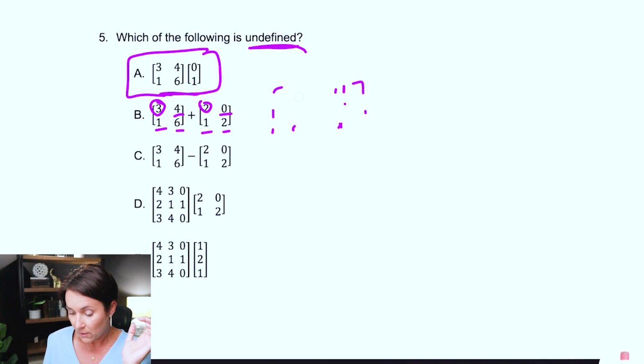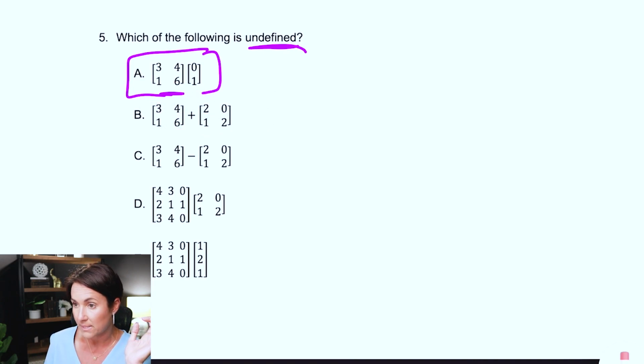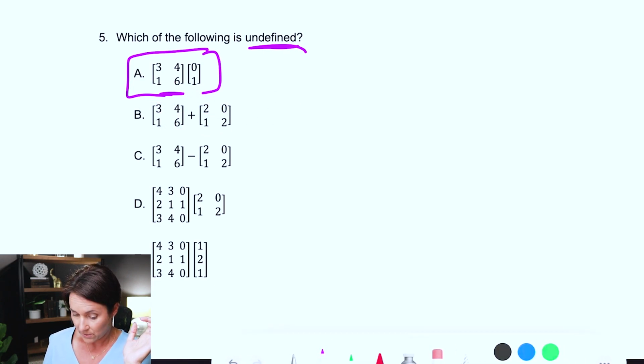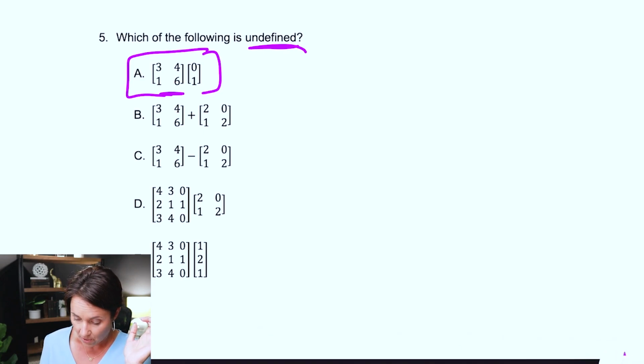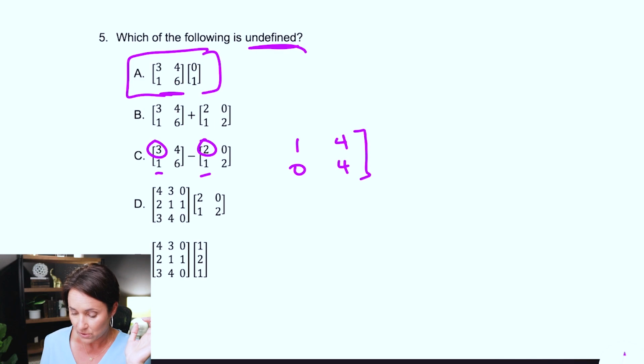All right. The same thing goes with subtraction. Let's take a look at the subtraction. It looks like I have the same number of columns and the same number of rows. So this is going to work out here. So we've got 3 minus 2 is 1. And then we have 4 minus 0 is 4. And then we have 1 minus 1 is 0. Then we have 6 minus 2 is 4. So the solution to that subtraction matrix is that there.